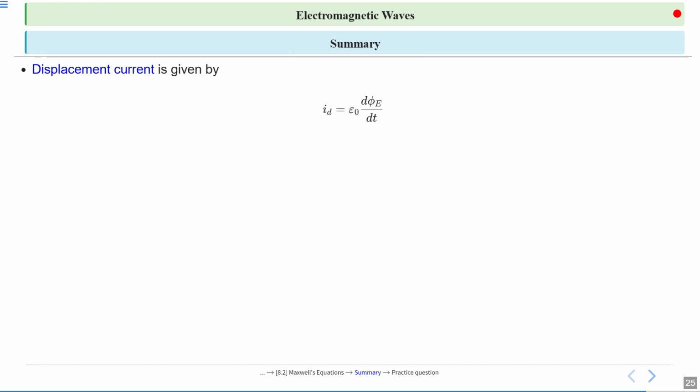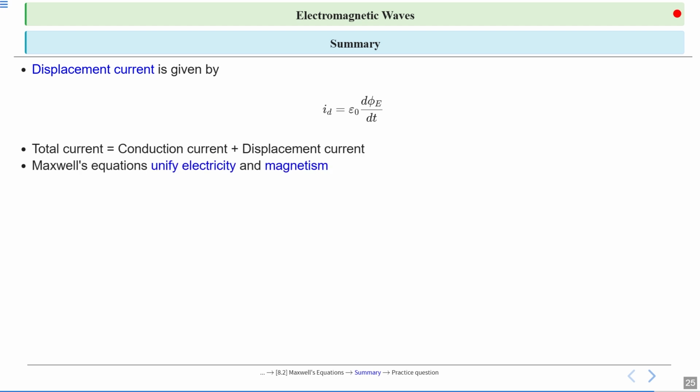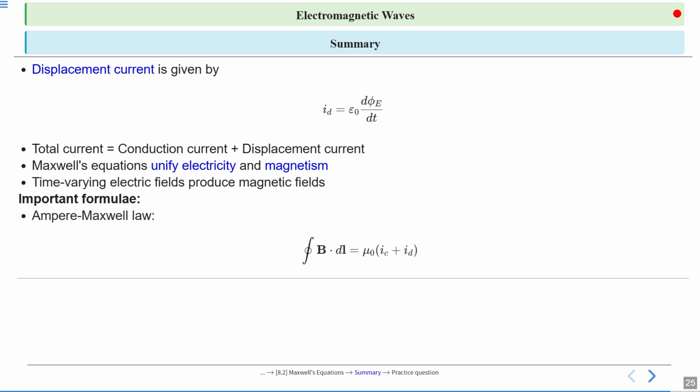So here is a summary. Displacement current is given by ID is equal to epsilon naught d phi E upon dt. Total current is equal to conduction current plus displacement current. Maxwell's equations unify electricity and magnetism. A time varying electric field produces magnetic fields. Important formula: Ampere Maxwell law, closed integral B dot dl is equal to mu naught (IC plus ID), where ID is equal to epsilon naught d phi E upon dt.